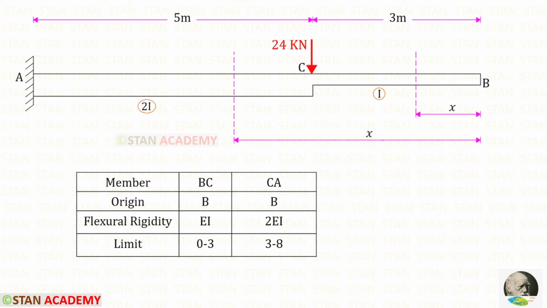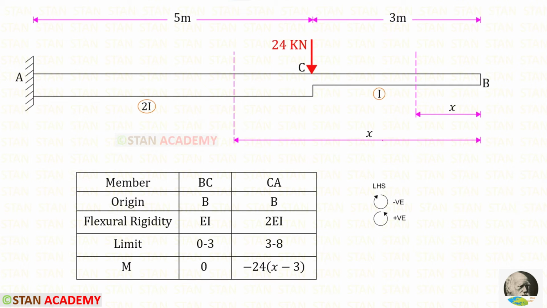Now let us make a table. In the table, first let us enter the members. We know that there are two members, BC and CA. For both of the sections, the origin is B. For BC, the moment of inertia is I, so the flexural rigidity will be EI. For CA, the moment of inertia is 2I, so the flexural rigidity will be 2EI. The limit for BC is 0 to 3, and for CA, it is 3 to 8.